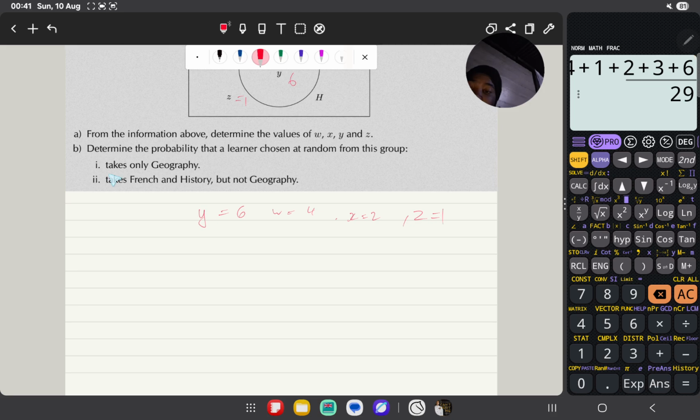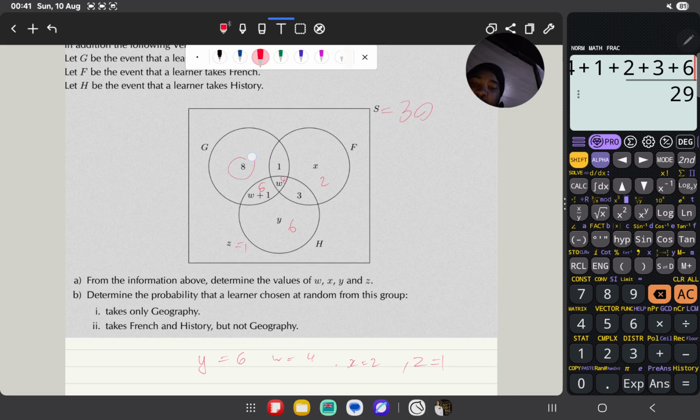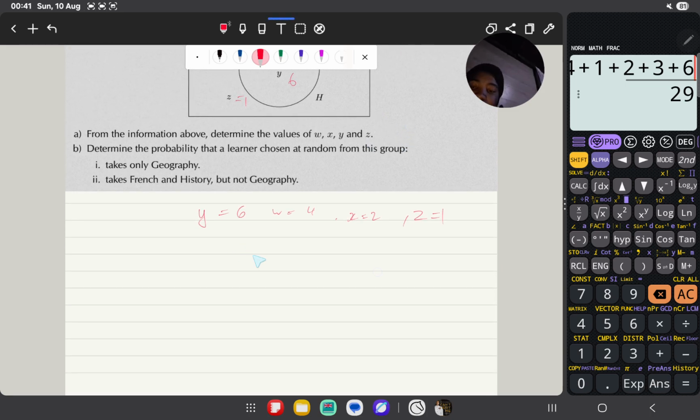Now I can answer this question. Any question that comes from this Venn diagram, I'm going to kill it. Determine the probability that the learner chosen at random will be from these groups. They take only geography. So let's look. 8 is the number for people only taking geography. So that means the probability will be 8 over 30. Remember, 30 is the total number of people.